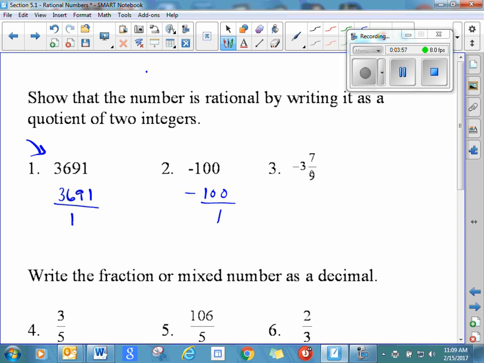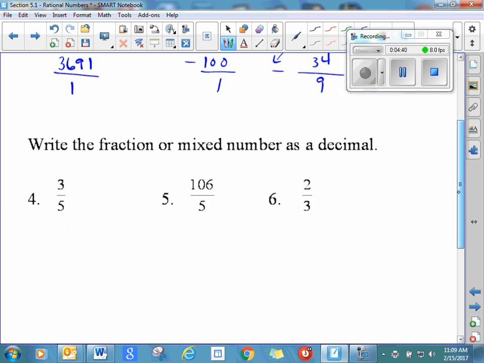This isn't the quotient of two integers. This is a mixed number. So we're going to turn it into an improper fraction first. And I put this negative out here because I want to talk a little bit about what you do with this negative sign. When you are turning it into an improper fraction, you ignore this negative sign. It's not 9 times negative 3. It's 9 times 3, and you add 7. And then when you write your improper fraction, you just put the negative sign in front of it. So 9 times 3 is 27, plus 7 is 34, and it's all over 9. And then this negative sign comes down here. It's not part of the calculation.